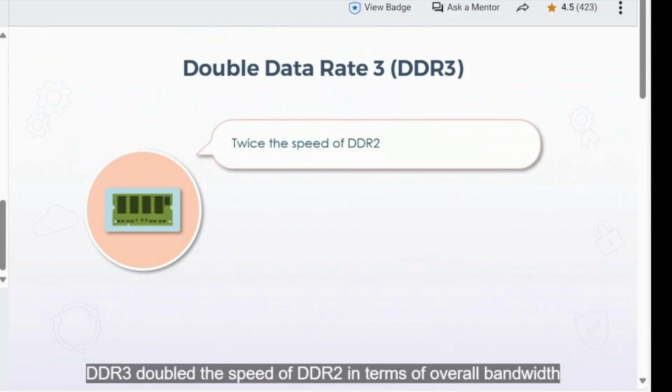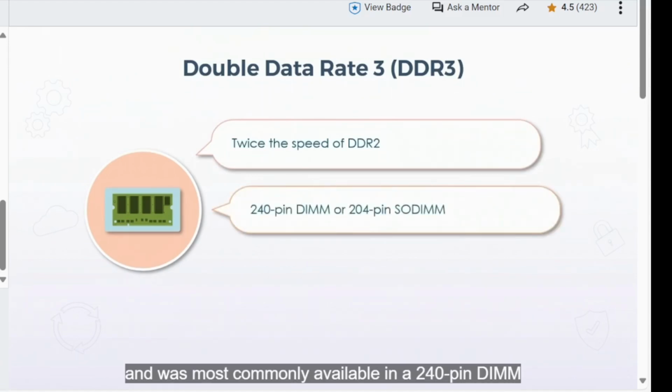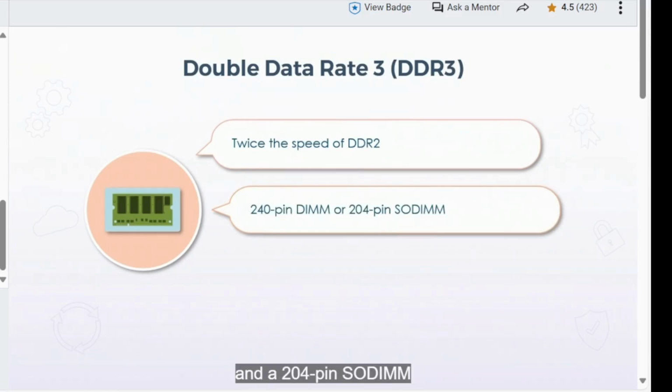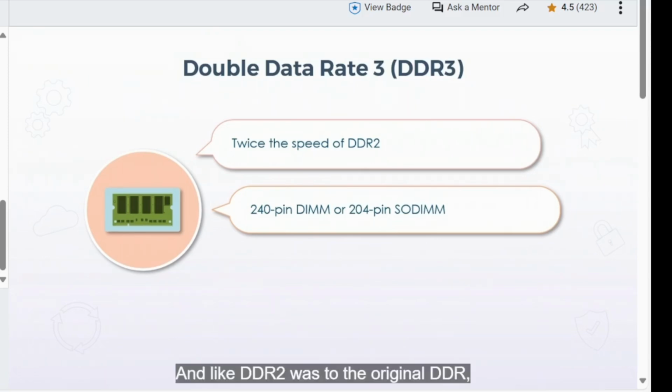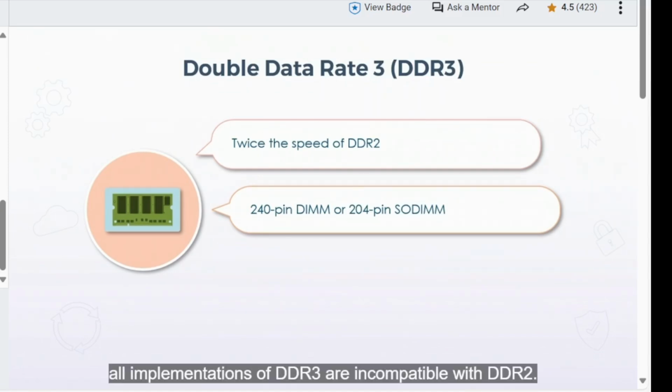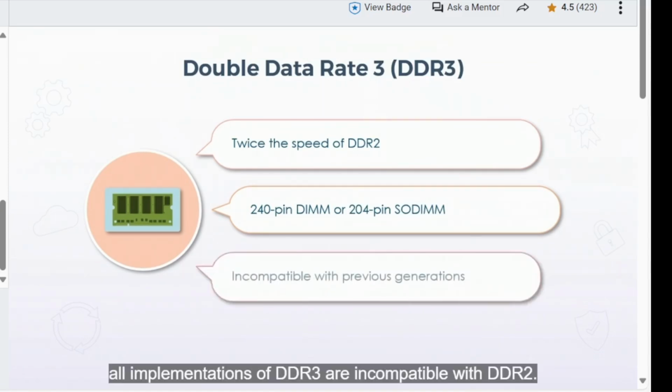But as you might expect, in its highest performing release, DDR3 doubled the speed of DDR2 in terms of overall bandwidth, and was most commonly available in a 240-pin DIMM or dual inline memory module configuration, and a 204-pin SODIMM or small outline dual inline memory module configuration. And like DDR2 was to the original DDR, all implementations of DDR3 are incompatible with DDR2.